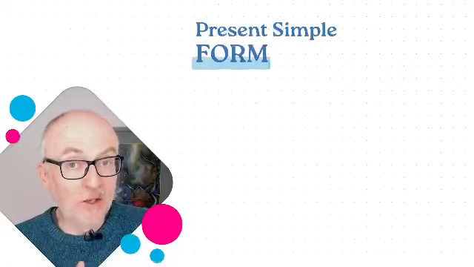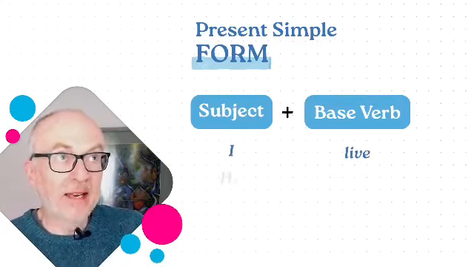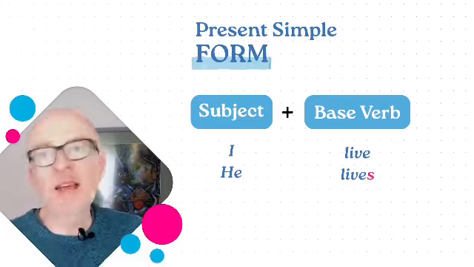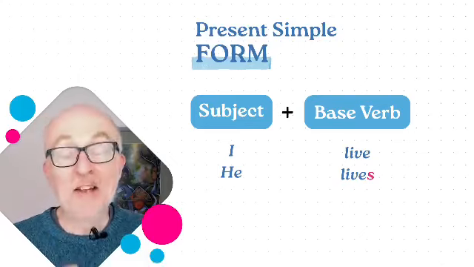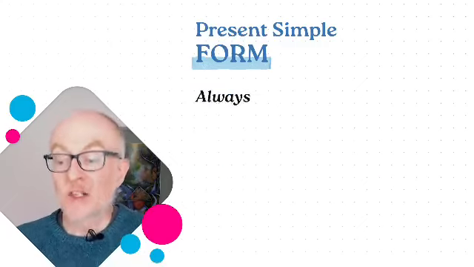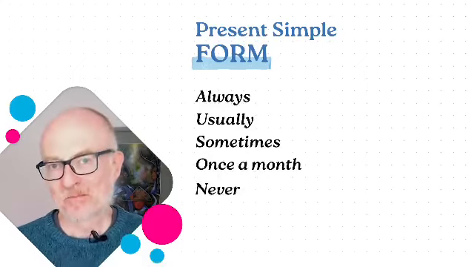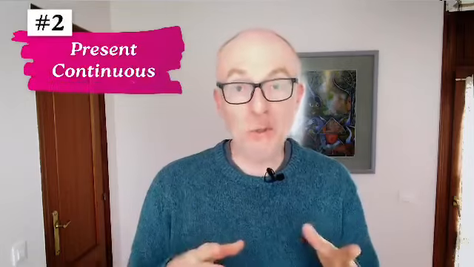To form it, you've got the subject plus the base verb, and then if it's he or she or it, with S or ES. And notice we often use this tense with words like always, usually, sometimes, once a month, never. Let's move on.